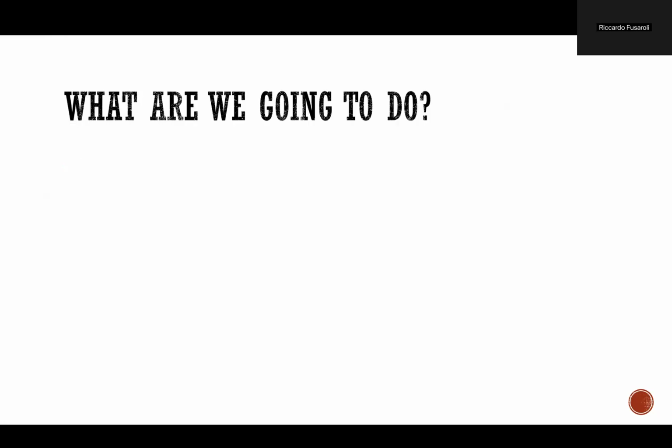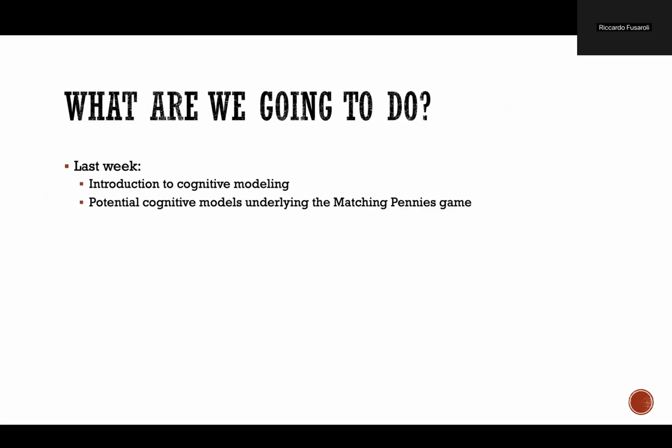Good. So what are we going to do? Last week, we did an introduction to cognitive modeling, and we discussed potential cognitive models underlying the matching pennies game. This week, we're going to do a brief recap. We're going to then spend the bulk of today on how we formalize generative models of cognitive agents.